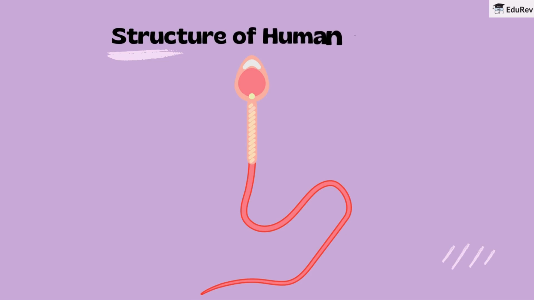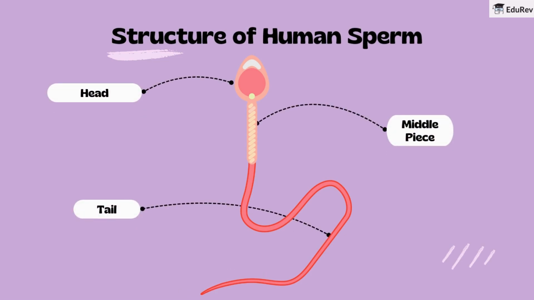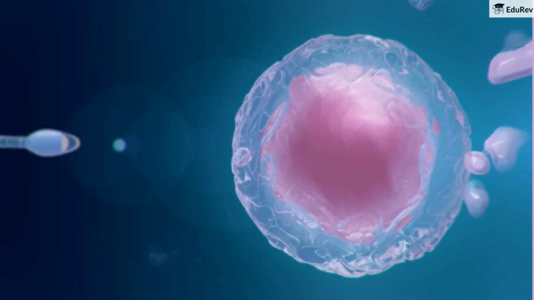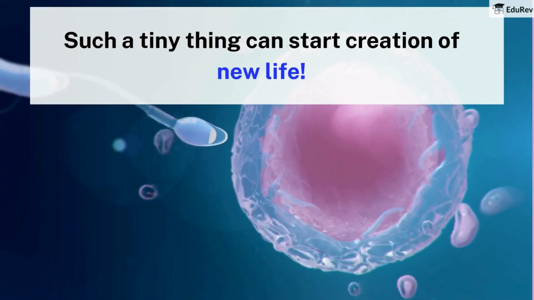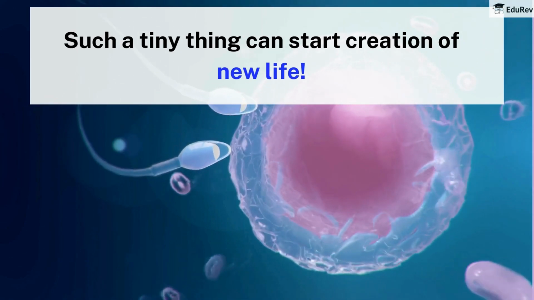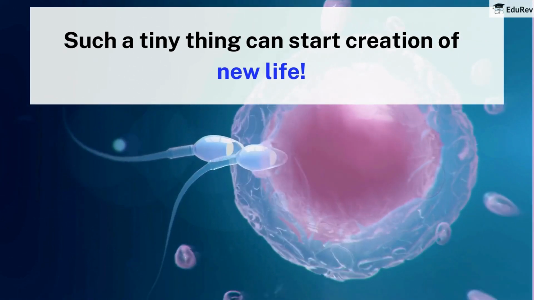Even though sperms are super tiny, they have three parts: a head, a middle piece, and a tail. Despite their small size, each sperm is a whole cell capable of making a baby when it joins an egg. Imagine, such a tiny thing can start the creation of a new life.